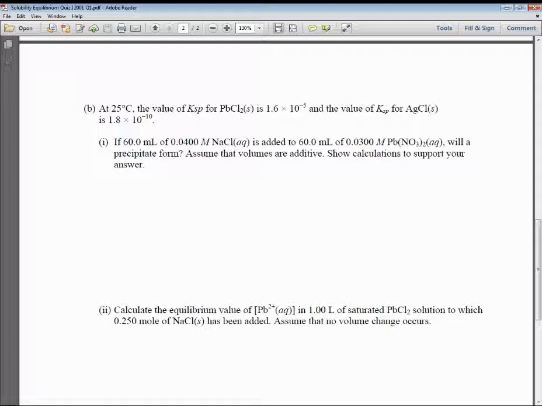KSP is 10 to the negative 5. Who says? KSP does. And how does that compare to Q, which is 10 to the negative 6? KSP is bigger, so this is how I write that. So which way is my arrow pointing? Towards the Q. That means I don't have too many ions floating around. That means I don't have a precipitate.